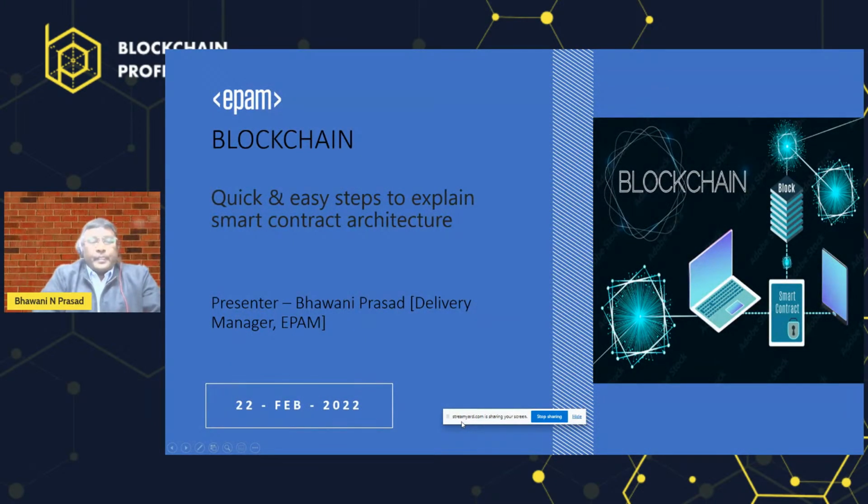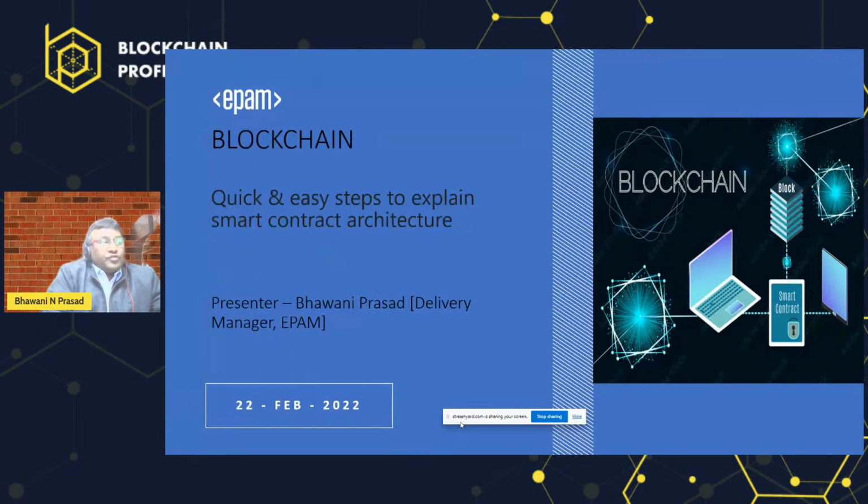So blockchain: quick and easy steps to explain a smart contract architecture. Most of you are aware of blockchain. What is blockchain? I'll go through a few concepts quickly. A blockchain is a peer-to-peer decentralized distributed ledger technology architecture where peers can communicate and validate transactions without depending on a centralized entity.